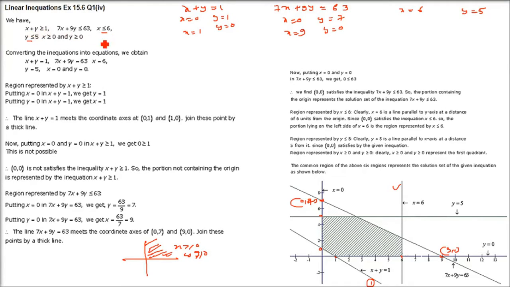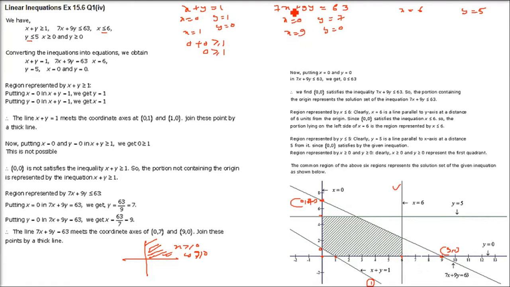Now coming to x plus y. Now put x as 0, y as 0. We want to see whether 0, 0 is below or above. Is 0 greater than or equal to 1? No, it is not. So 0, 0 is not in the solution set of this particular line, x plus y equal to 1. So you have to take the above portion. Take the above portion. All this you have to shade.